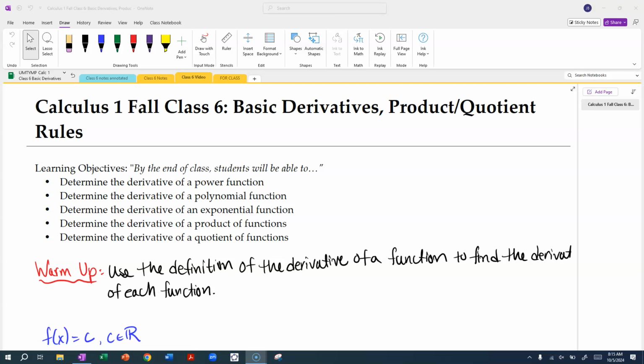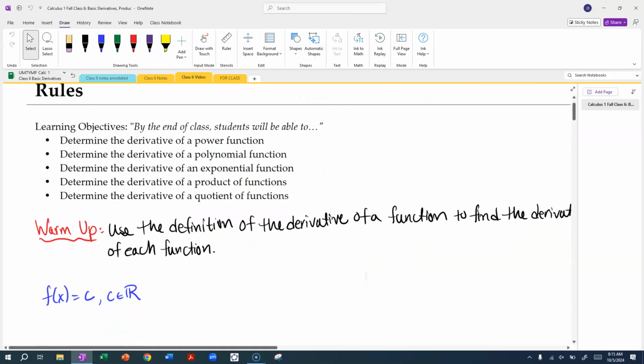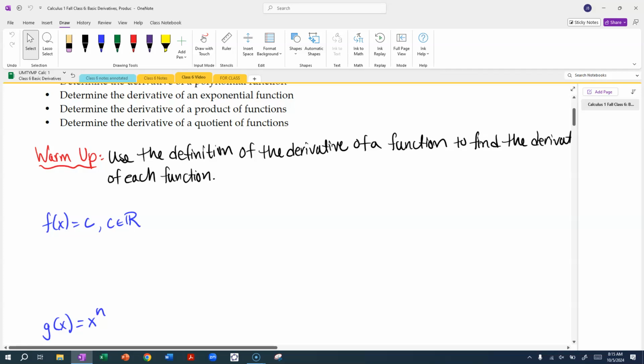Welcome. In this video series, we're going to be introduced to derivatives and some shortcuts to derivatives rather than just using the definition of the derivative of a function. But to begin, we are just going to reiterate that definition in our warm-up. So we have two different types of functions here, and we want to use the definition of the derivative of a function to find the derivative of each of these.